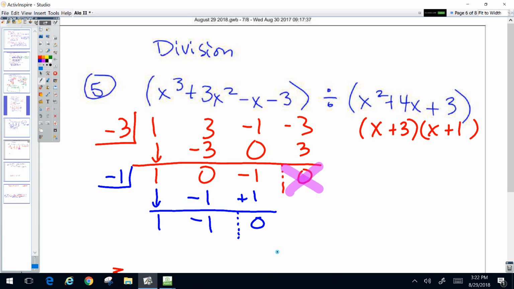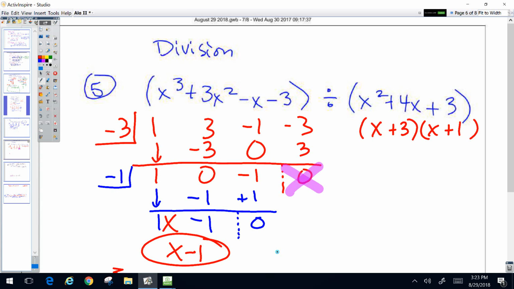Now, what is left, though? This is your constant, that's your variable. What's left is x minus 1, and that is the quotient. That is the answer to the division problem. What is left on that bottom line? Okay, so that's number 5. If you wrote that down, number 5 is done.